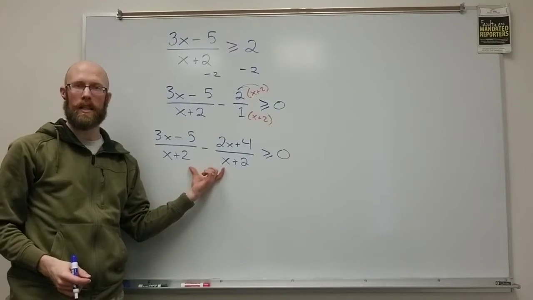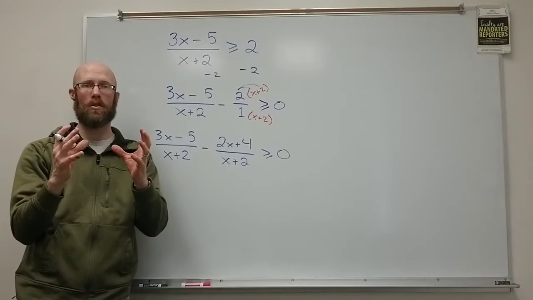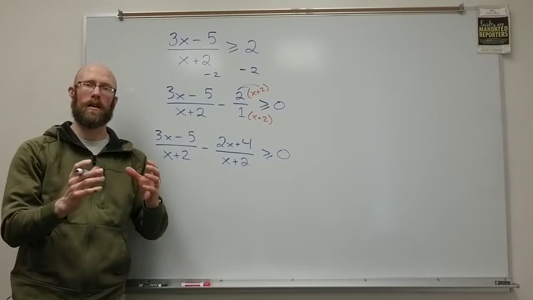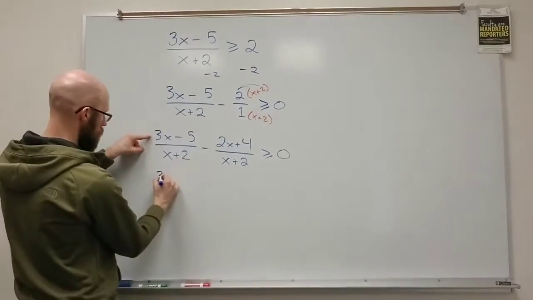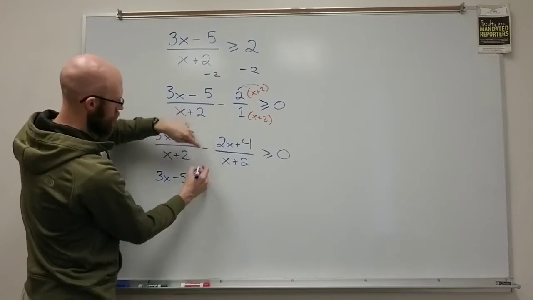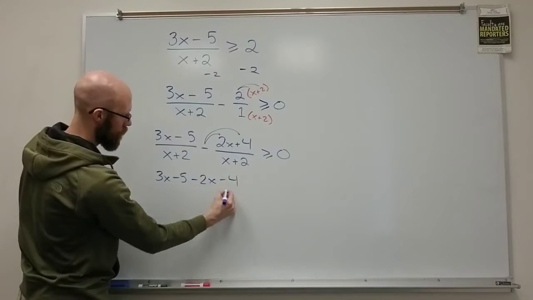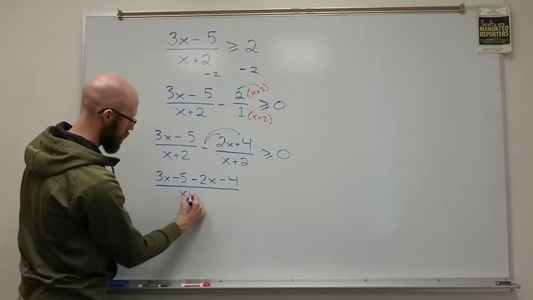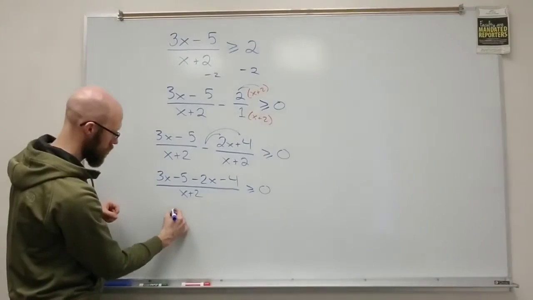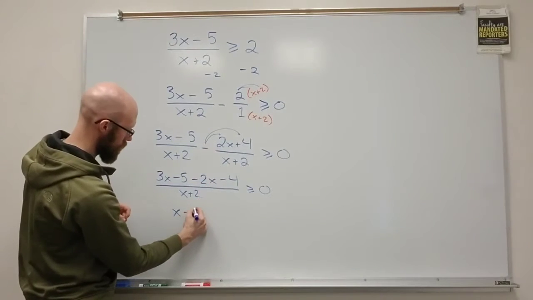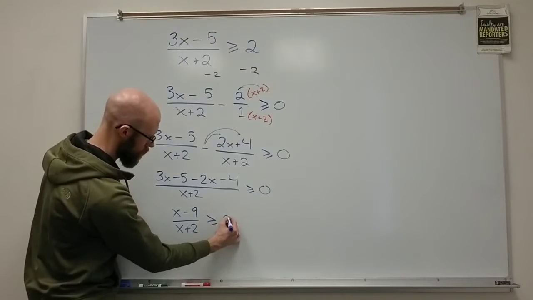And then I can combine these two rational functions. So the main idea is to get a single rational function and compare it to 0 on the other side. So I'm going to get 3x minus 5. Then this negative distributes to both terms, so I get minus 2x minus 4 all over x plus 2. And when I combine my like terms, 3x minus 2x is just x. Negative 5 minus 4 is negative 9. All over x plus 2 is greater than or equal to 0.